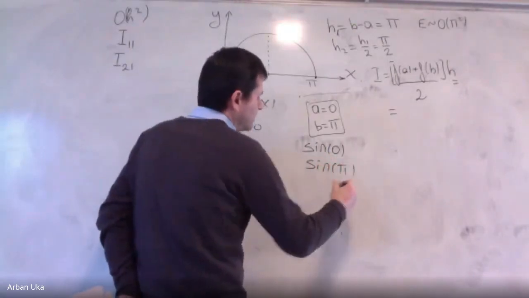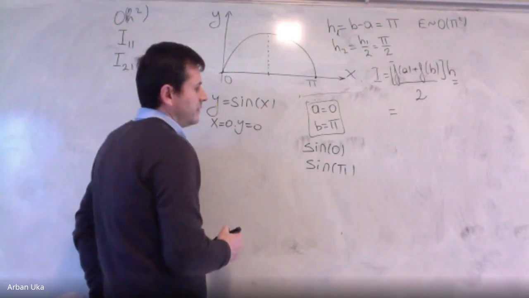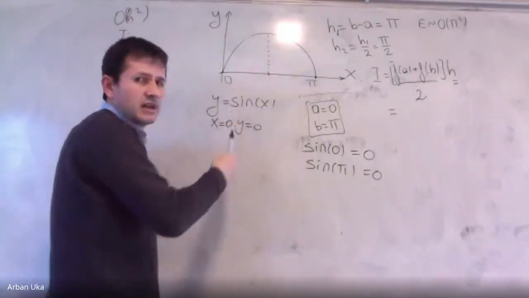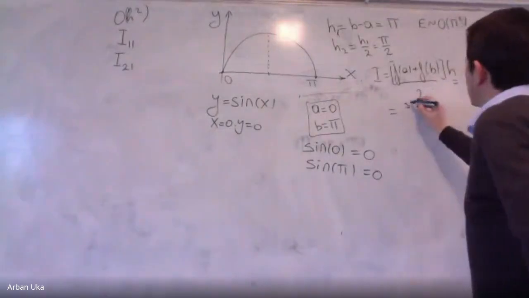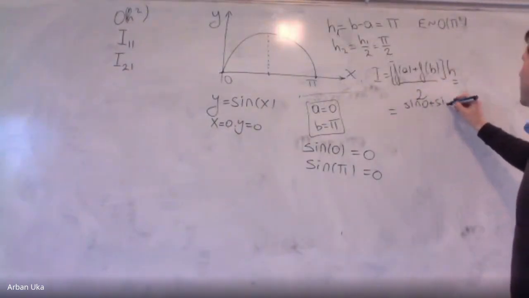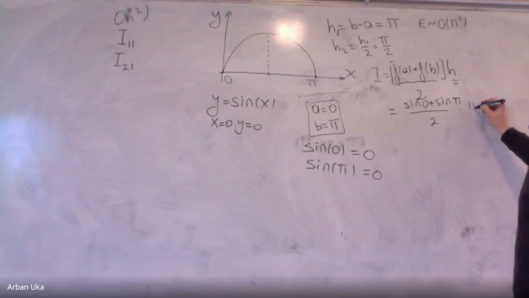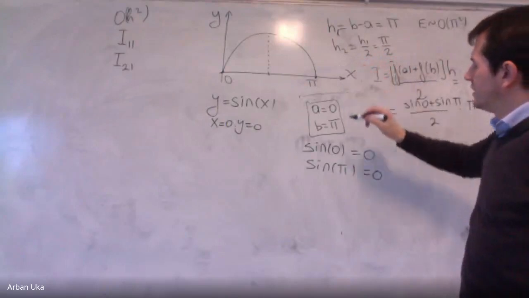We need sine 0 and we need sine pi, right? What are these two? Those are both 0? Correct, they are both 0. But you should not forget that we are looking for the integral, for the area down here, right? So they are both 0, which means that here we get sine 0 plus sine pi divided by 2 times pi. So we get 0. So it looks like the first value of the integral is 0.